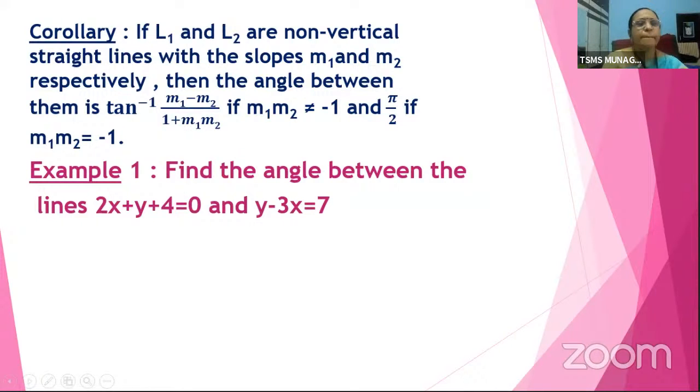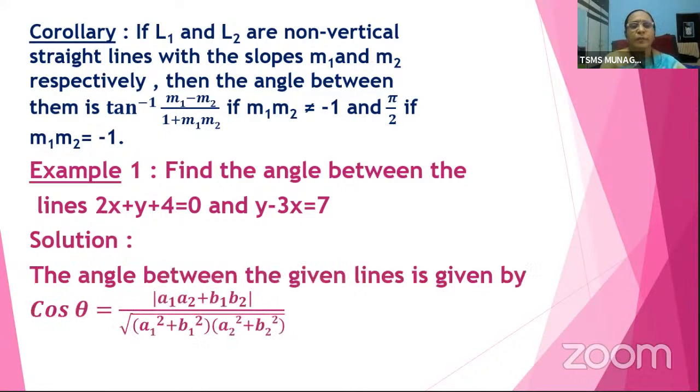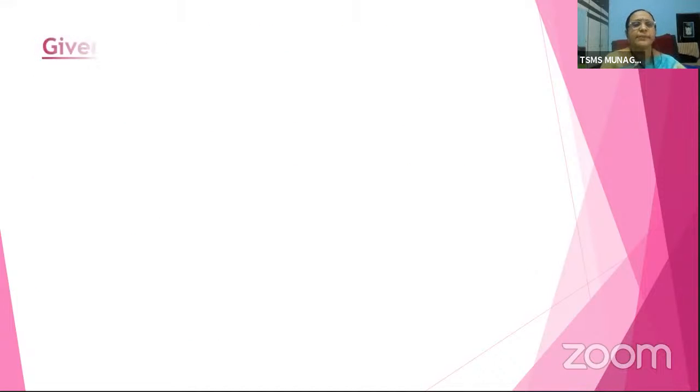Now let us see one example here. Let us try to find the angle between the lines 2x plus y plus 4 equal to 0 and y minus 3x is equal to 7. Now here, how do you go? Just now we have learned that the angle between the given lines is given by cos theta is equal to modulus of (a1 a2 plus b1 b2) by root of (a1 square plus b1 square) into root of (a2 square plus b2 square). Is it not?